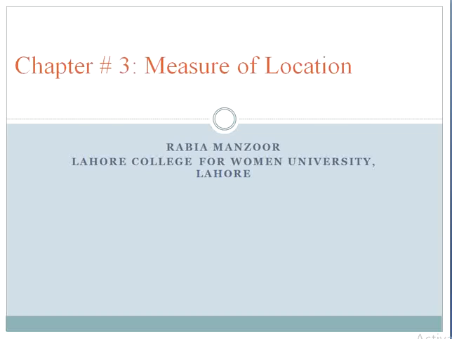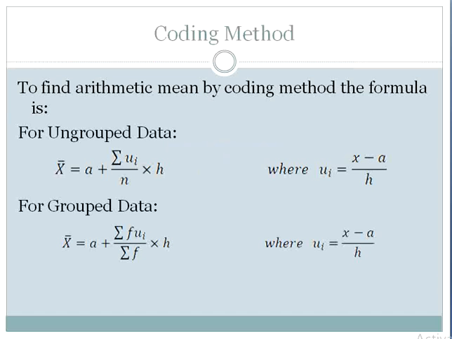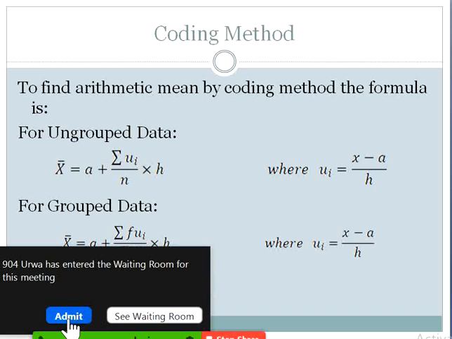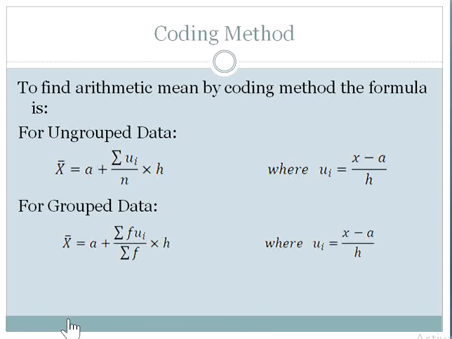We have studied the direct method and we have studied the short method. So in this lecture we are going to study the third method, which is the coding method. The coding method is generally used when we have both change in origin and change of scale discussed in the question. Like we have some kind of transformation in our original data, and it is mentioned in the question that you want to perform this kind of transformation. So we use the coding method.